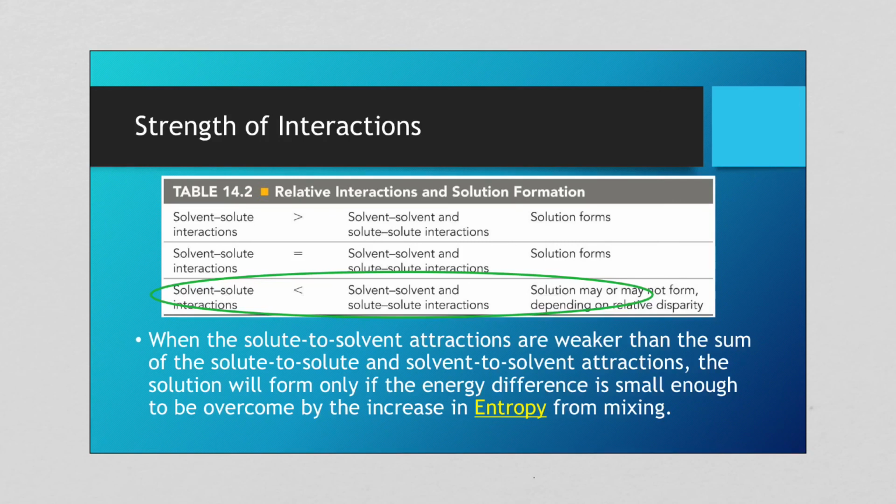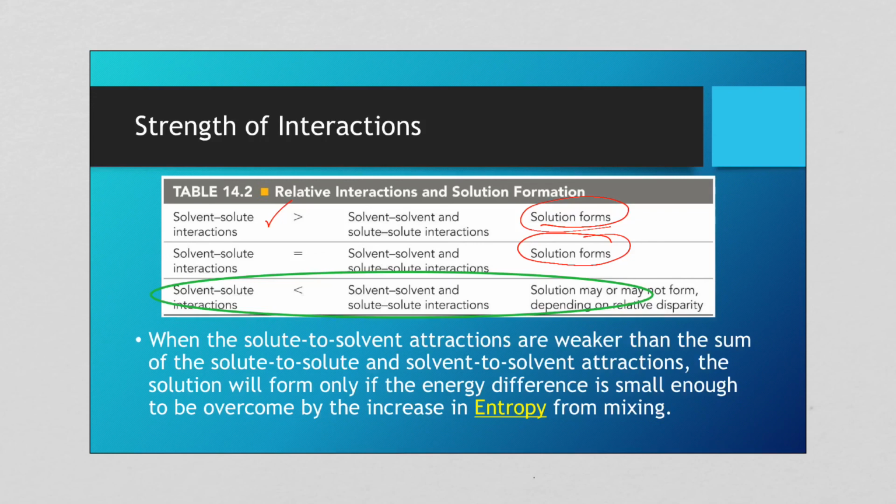This gives you a nice reference chart. If the solvent-solute interactions are greater, so we're actually making better interactions than what we had to begin with, then the solution will clearly form. This is the most straightforward one. Now, if they are equal to each other, then the solution will form. It's a balance.